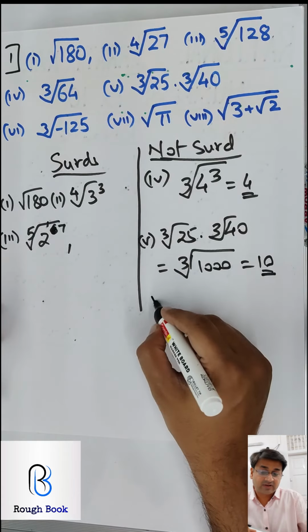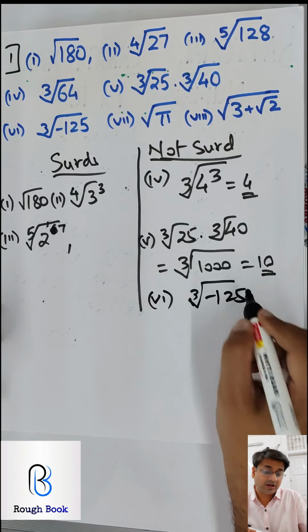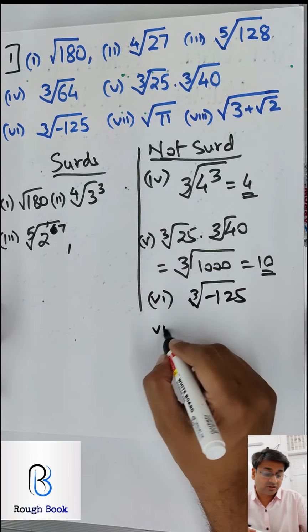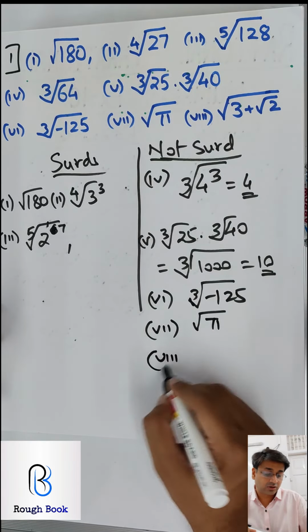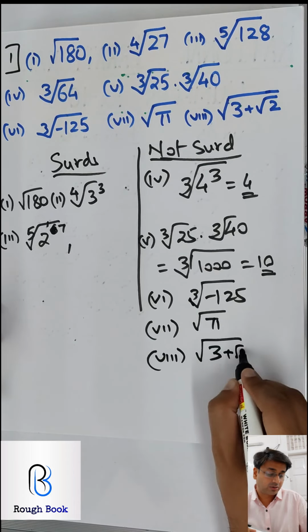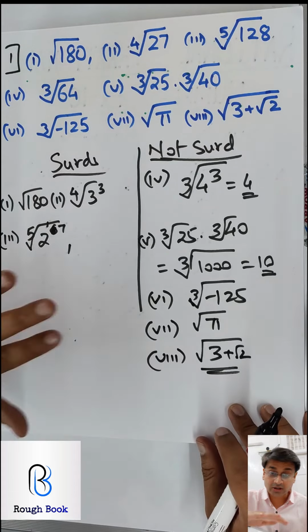The next one, negative, as I already told you, is never going to be a surd. So negative 125, not a surd. Pi is also irrational, therefore not a surd. And finally the last one also, I taught you earlier, root with a root, not a surd. So only these three are surds, the rest are not surds.